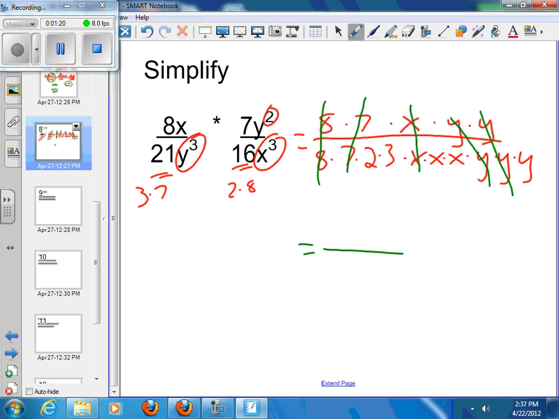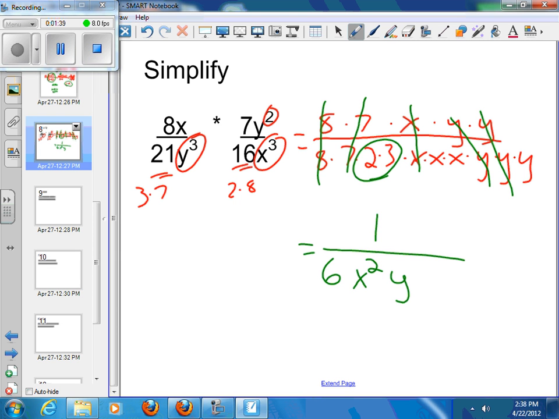So the only thing left in the top is a whole bunch of 1s, and 1 times 1 times 1 times 1 is 1. And what's left on the bottom is a 2 times 3. 2 times 3 is 6. And then I've got x times x is x squared, and I have a y.